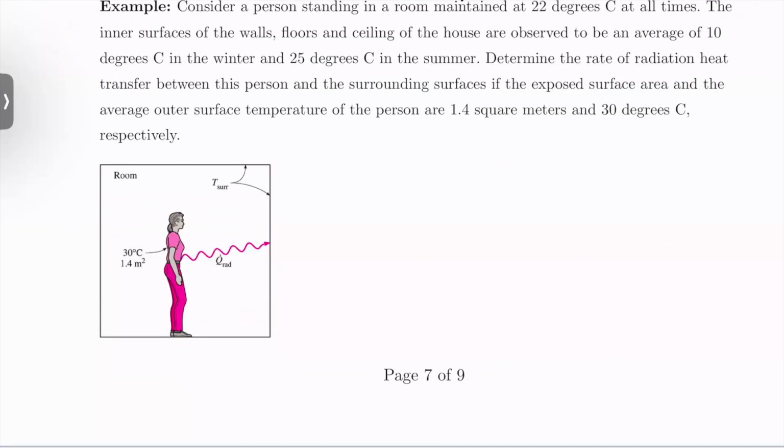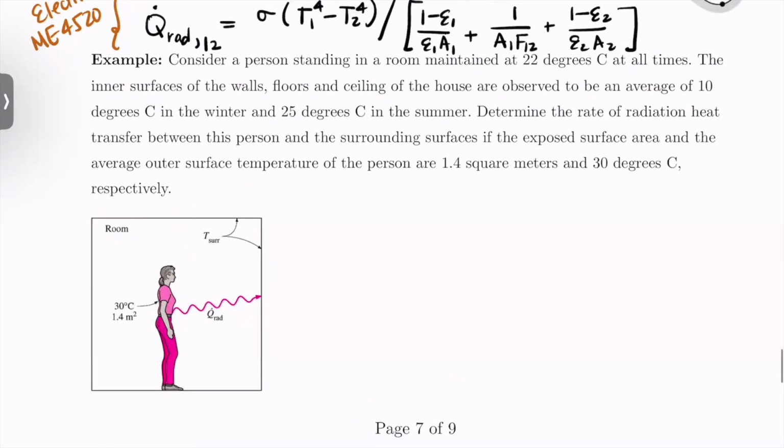Okay, so let's do a couple of examples and practice using these equations. In this first one, we want to consider a person standing in a room that's maintained at 22 degrees C at all times. The inner surfaces of the walls, floors, and ceiling of the house are observed to be an average of 10 degrees C in the winter and 25 degrees in the summer. We would like to determine the radiation heat transfer between the person and the surrounding surfaces if the exposed surface area and the average outer surface temperature of the person are 1.4 square meters and 30 degrees C, respectively.